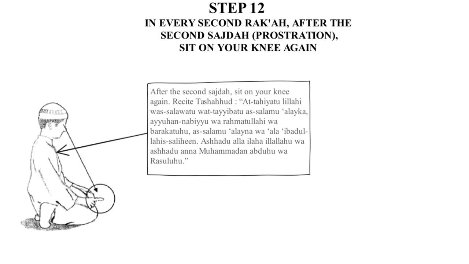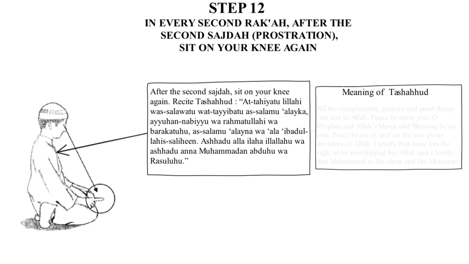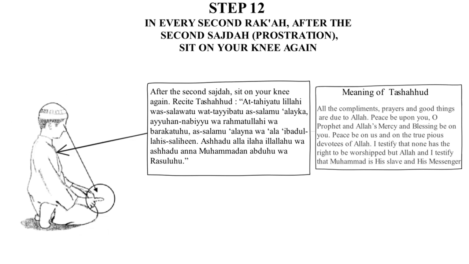Step 12. In every second rak'ah, after the second sajda, prostration, sit on your knee again. Recite tashahhud: At-tahiyyatu lillahi wa salawatu wat-tayyibatu, assalamu alayka ayyuhan nabiyyu wa rahmatullahi wa barakatuhu, assalamu alayna wa ala ibadillahis-salihin. Ashhadu alla ilaha illallah wa ashhadu anna Muhammadan abduhu wa rasuluhu.